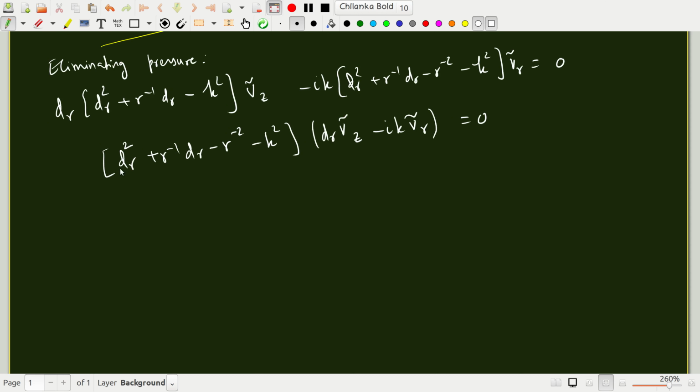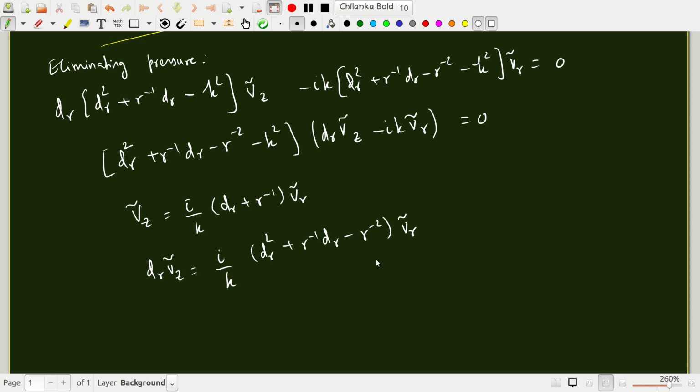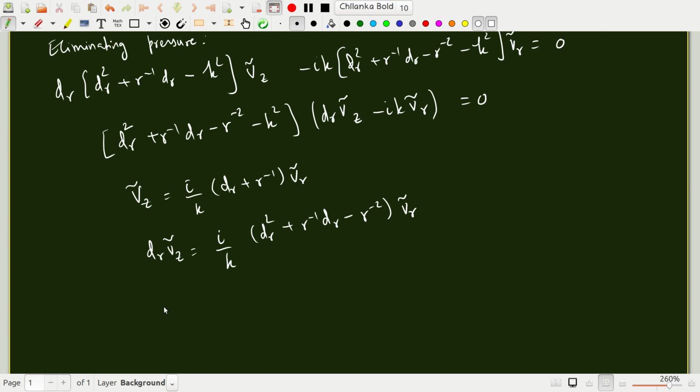Now if I use the continuity equation, Vz is i by k times d r plus r inverse, operating on Vr. This is the continuity equation. So d r Vz is i by k times that. We'll substitute this back in here, so we'll get d r squared plus r inverse d r operating on, now there is an i by k.